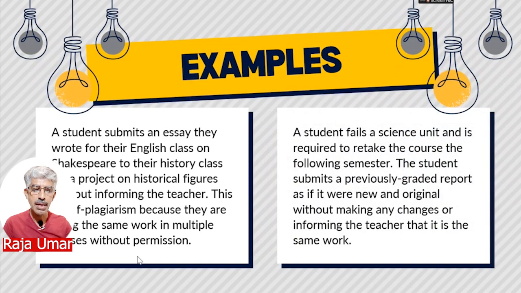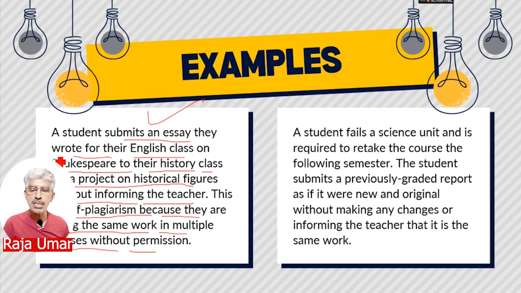So here we have the examples. A student submits an essay that they wrote for their English class on Shakespeare to their history class for a project on historical figures without informing the teacher. This is self-plagiarism because they are using the same work in multiple classes without permission. I mean, the same essay on Shakespeare was given to the English teacher as well as to the history teacher. So a single project was given to the two teachers. That is self-plagiarism, a single work for two assignments.